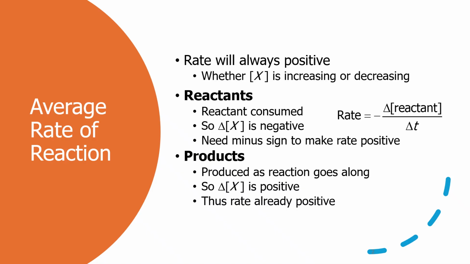Products, on the other hand, are being built up as the reaction goes along. Therefore, the change in X is going to be positive, and we don't have to manipulate anything for it to be positive. Therefore, the rate equals the change in product over change in time.